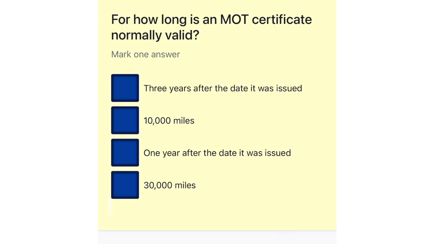For how long is an MOT certificate normally valid? 3 years after the date it was issued. 10,000 miles. 1 year after the date it was issued. 30,000 miles.